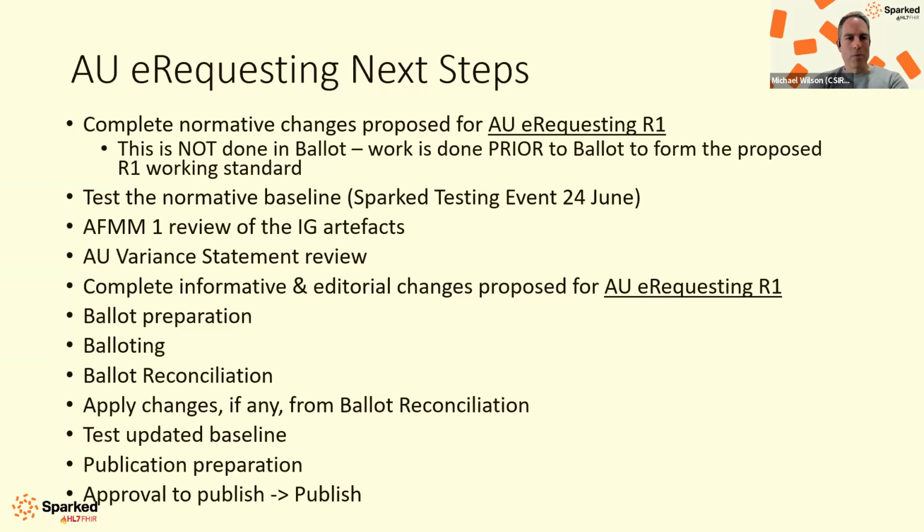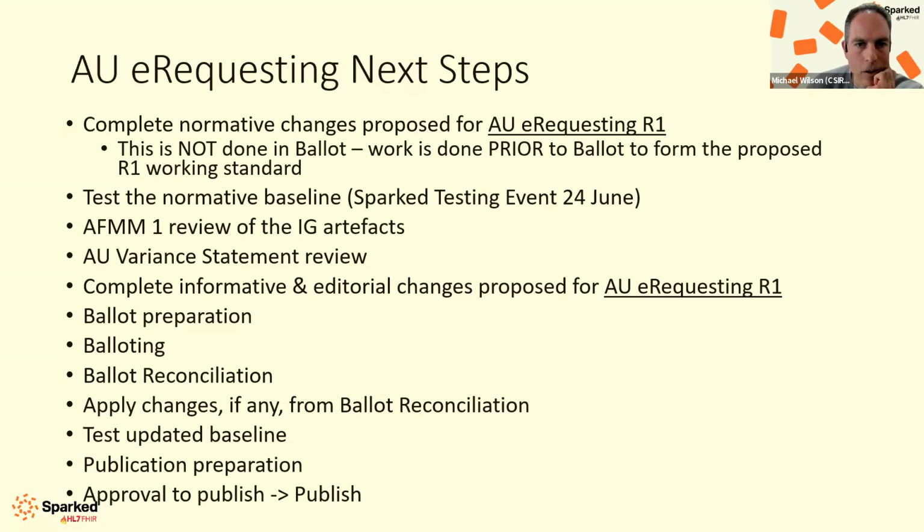So there is the Spark testing event, which we talked about earlier in this meeting, which will be our opportunity to test what we've got in there, make sure it's fit for purpose. We have to do Australian Fire Maturity Model assessment to review the IG artifacts. All of our IG artifacts are currently at draft 0. They need to be at AFMM 1 in order to go to ballot. We need to complete a review of our variance statement from AU Base and AU Core. We need to complete all the informative and editorial changes for eRequesting R1, and then we do our ballot prep and balloting.